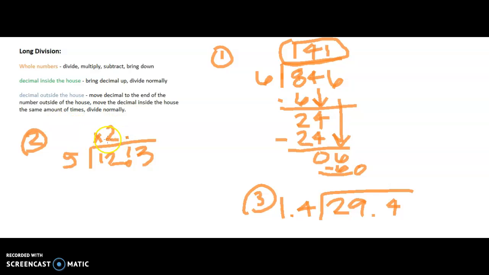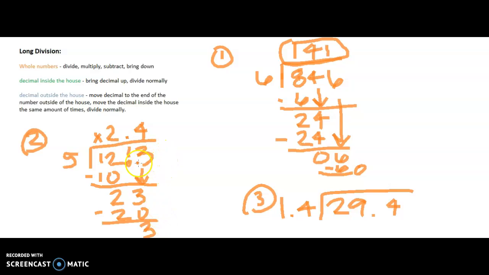So now we're going to multiply. 2 times 5 is 10. And then we're going to subtract, and we get 2 left over. And we're going to bring down our 3. And now we're going to say 5 can go into 23 4 times evenly. 4 times 5 is 20. We're going to subtract and get 3 left over. And so this is where we don't have anything left up here, but we do have leftover. We're not dealing with remainders.